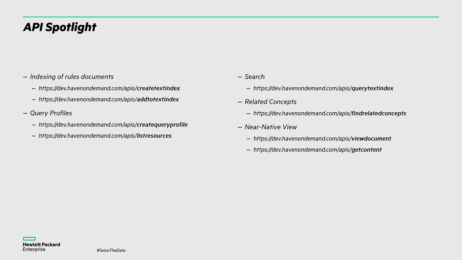So the actual rules that we create, the promotions, the synonyms, the blacklists, those are created as documents which are indexed into a query manipulation flavor text index in Haven OnDemand. So we use the create text index and add to text index APIs to create that index, that store for rules, and then add rules into the system.